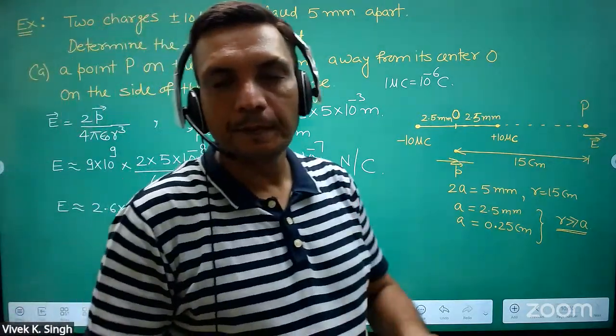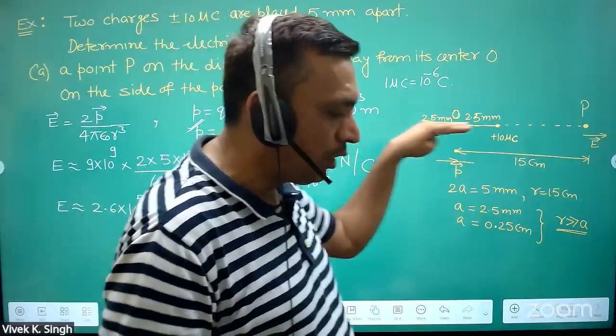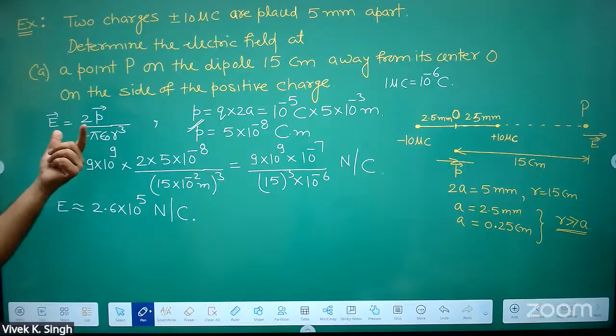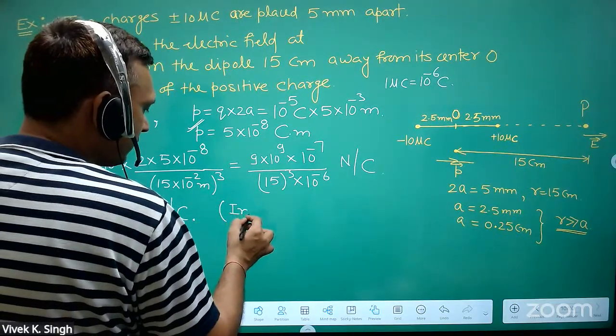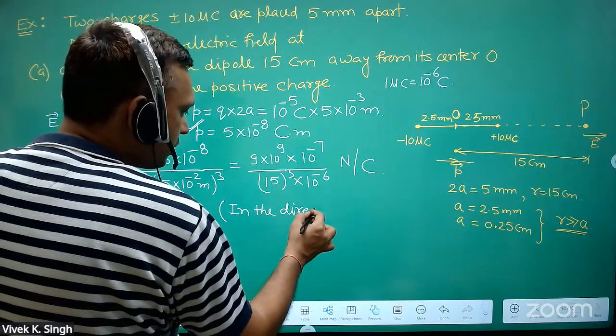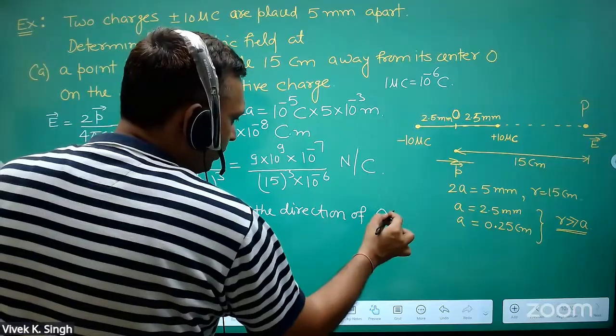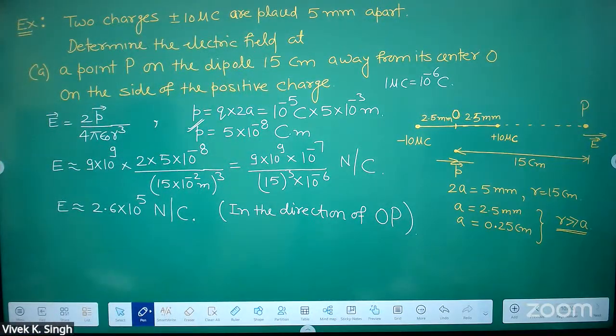So it's a case of electric field due to dipole along the dipole axis. So I have used that formula, field due to dipole on the axis, and the direction will be what? In the direction of OP. Clear? So this is A part.